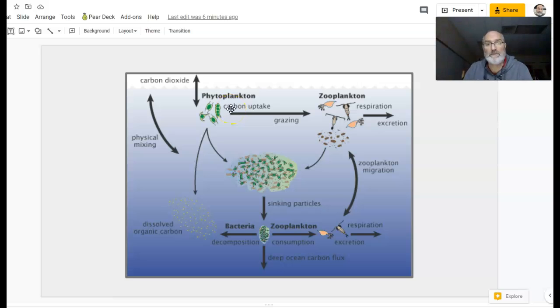But here's something that I think is incredibly cool. When phytoplankton die, they tend to sink to the bottom of the ocean.